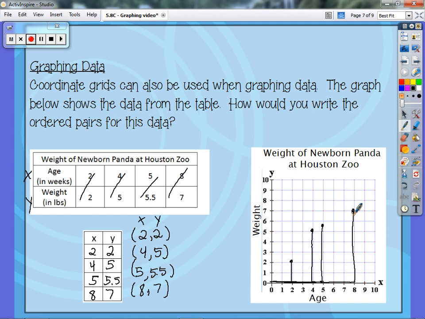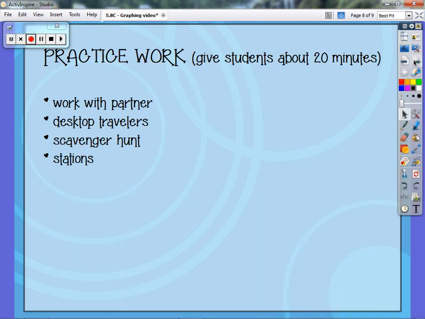So you need to make sure, guys, that you know how to use information from an input-output table, turn it into ordered pairs, and then use those ordered pairs to put them into a graph. After doing a few more examples of these type of problems with the students, then I would move into practice work. And again, I would normally give students about 20 minutes.